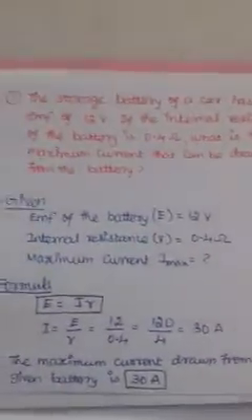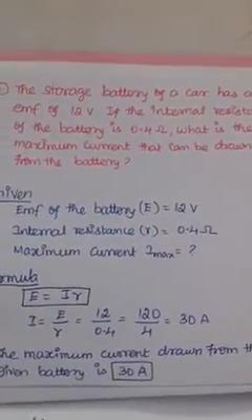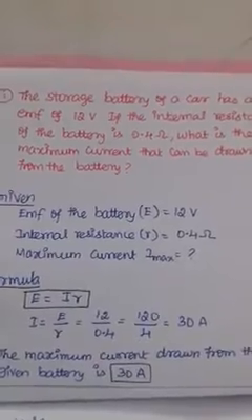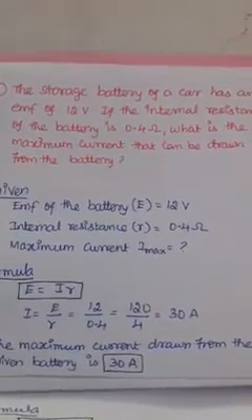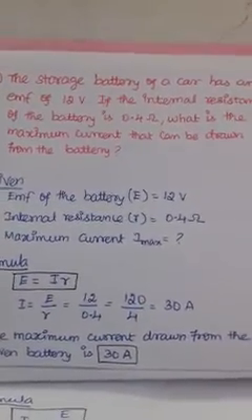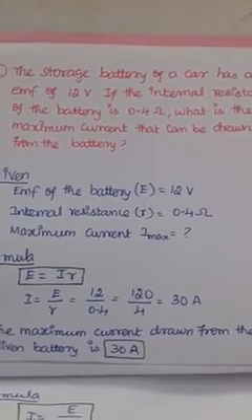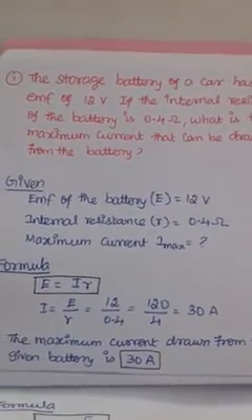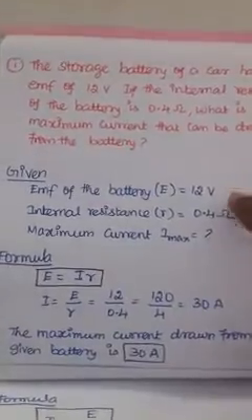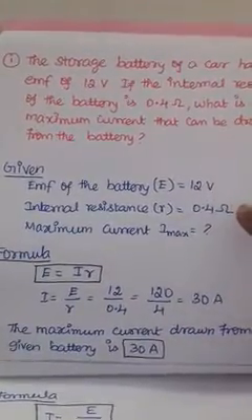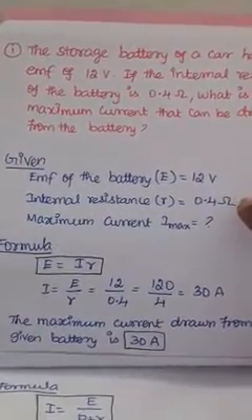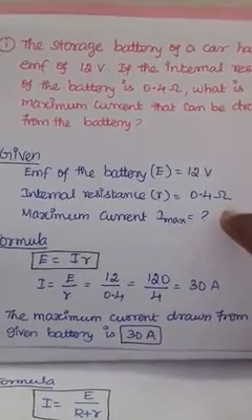The problem: the storage battery of a car has an EMF of 12 volt. If the internal resistance of the battery is 0.4 ohm, what is the maximum current that can be drawn from the battery? Given EMF of the battery is 12 volt, internal resistance 0.4 ohm, they are asking the maximum current.